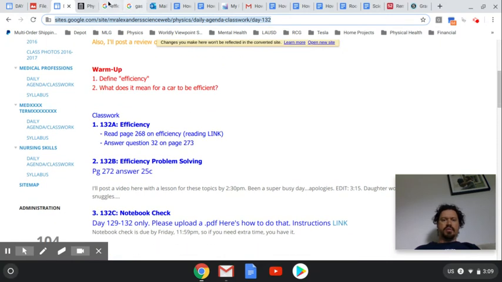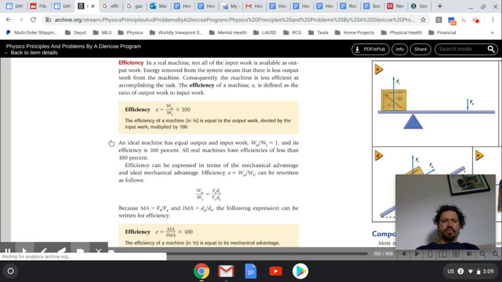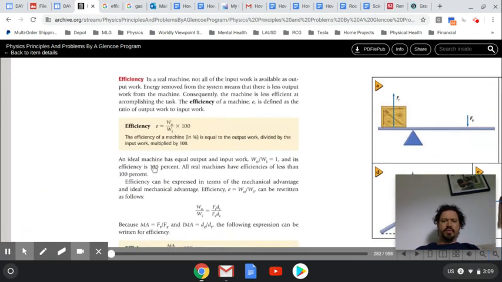I wanted you to read about efficiency. That's on page 268. So that's right over here. And there's a few equations to use. One is the work output divided by the work input times 100 to get a percent. That's the efficiency. And basically, all that's saying is that whatever you put in divided by what you get out is the efficiency. So if all of the work that you did came out as work, then it'd be 100% efficient.